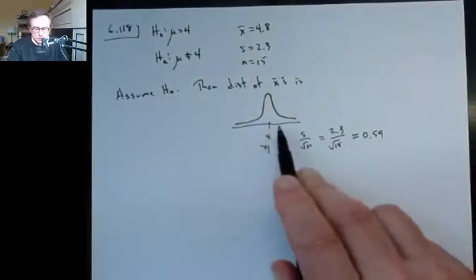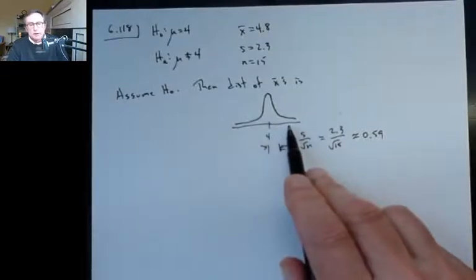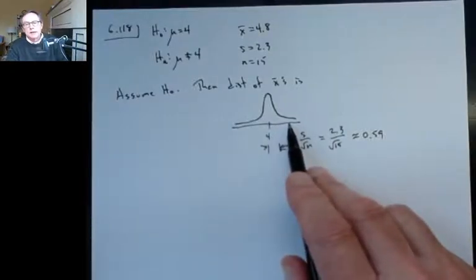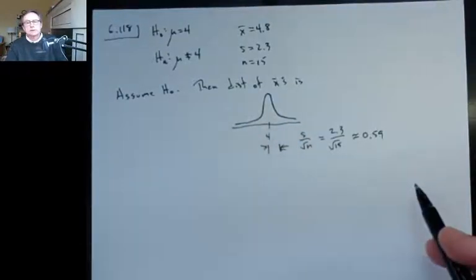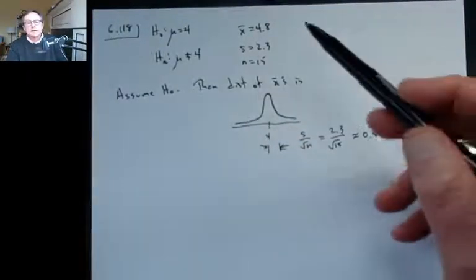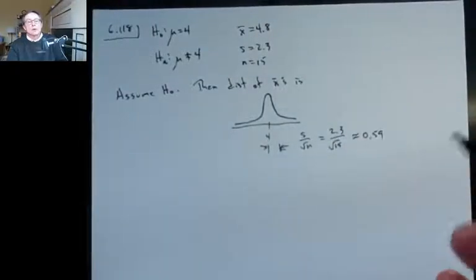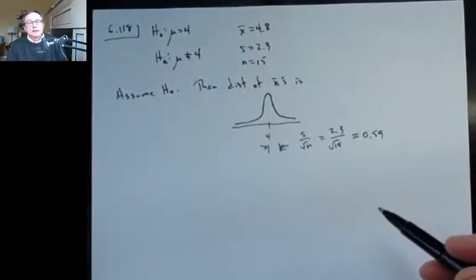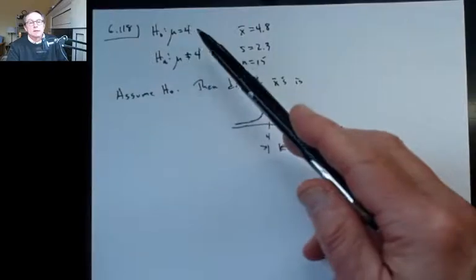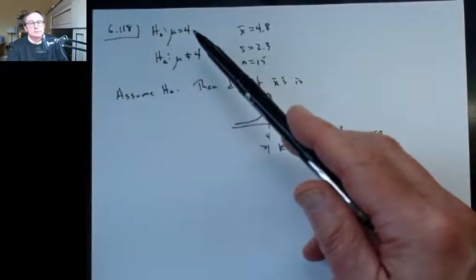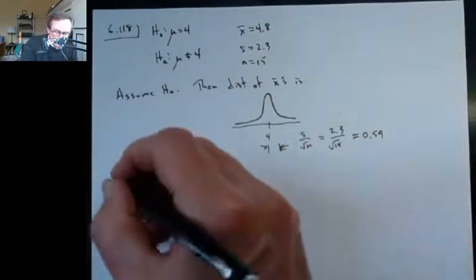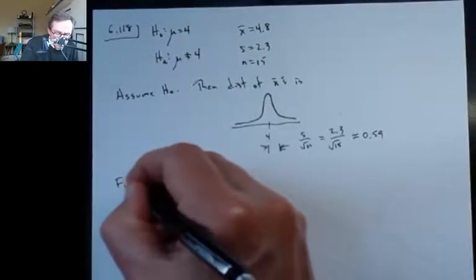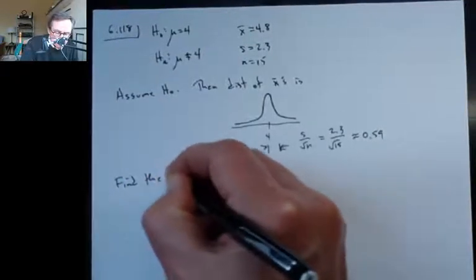So it goes up a little more than a half, and a little more than 1 would take you out to 2 standard deviations, and then down to the other side 2 standard deviations. Okay, and we have a sample of 4.8. We want to know if 4.8 is so far from the middle that it convinces us that believing this is not really very sensible. Okay, let's see. So find the p-value.